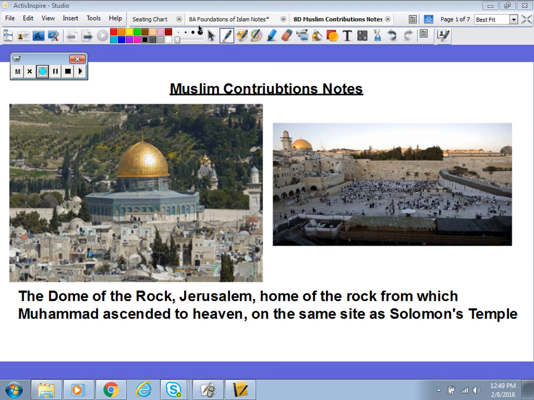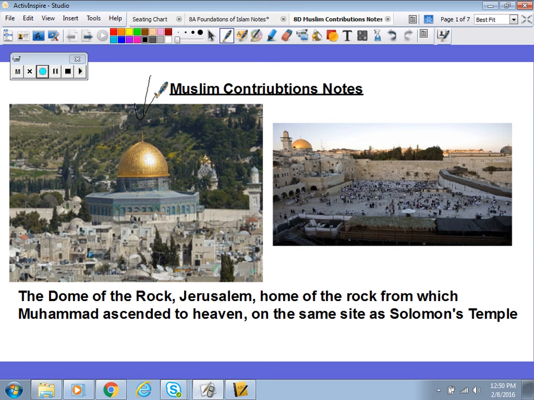All right, so a couple of important Muslim contributions that you need to know about, and one that is particularly relevant when it comes to some of our modern day issues, is this building right here, this giant gold dome. This is known as the Dome of the Rock. It's located in Jerusalem. It is a mosque that is built around the rock from which Muhammad is believed to have ascended into heaven. It's a very, very beautiful building, very typical of Muslim art, and many Muslims go there.